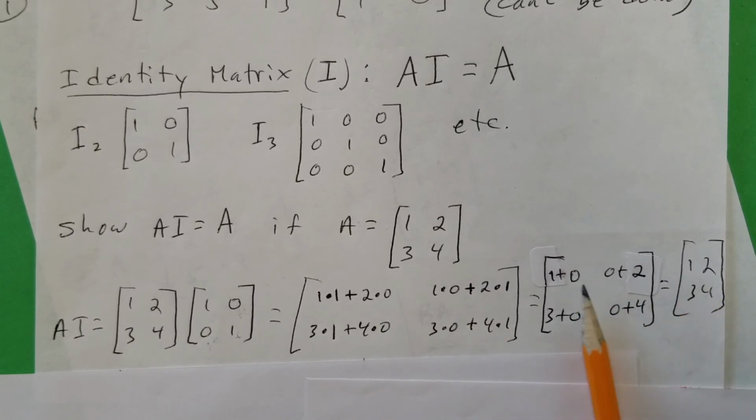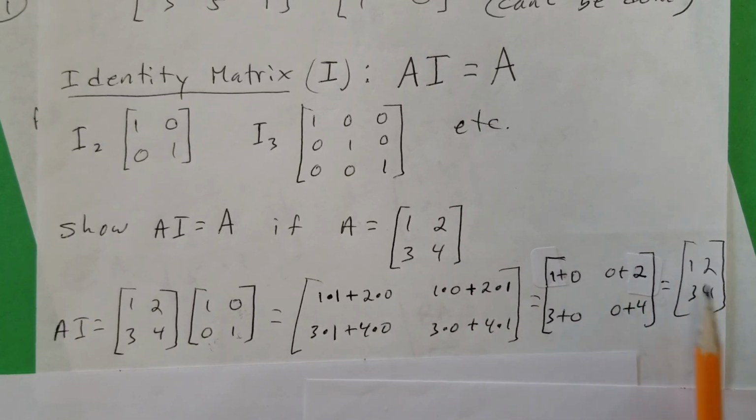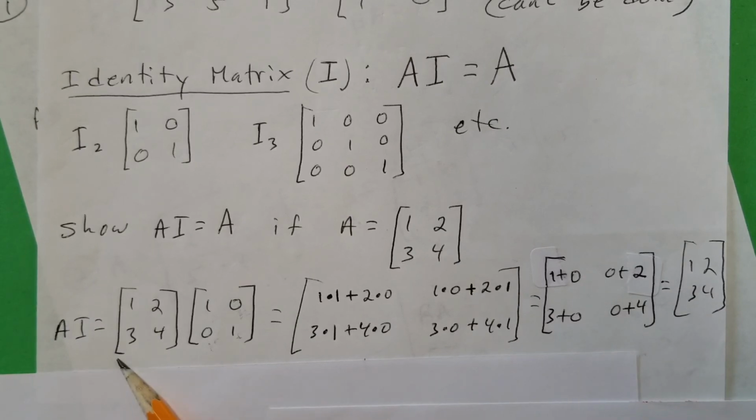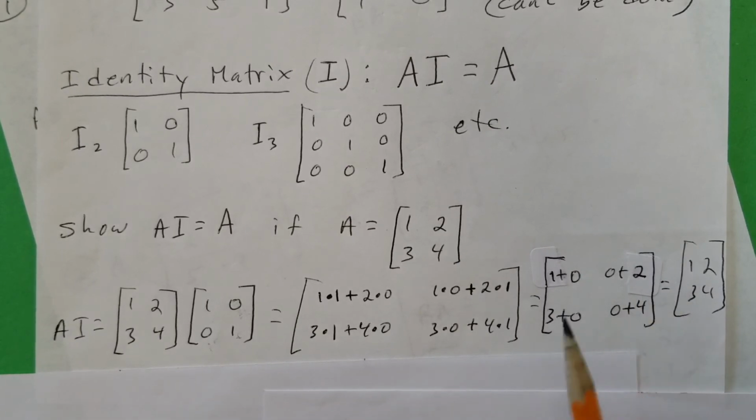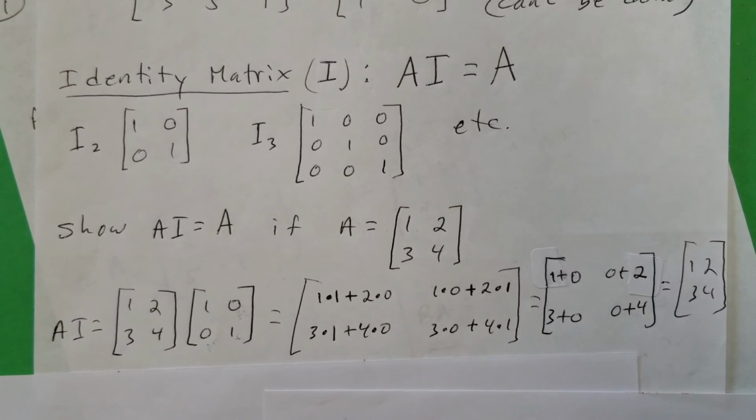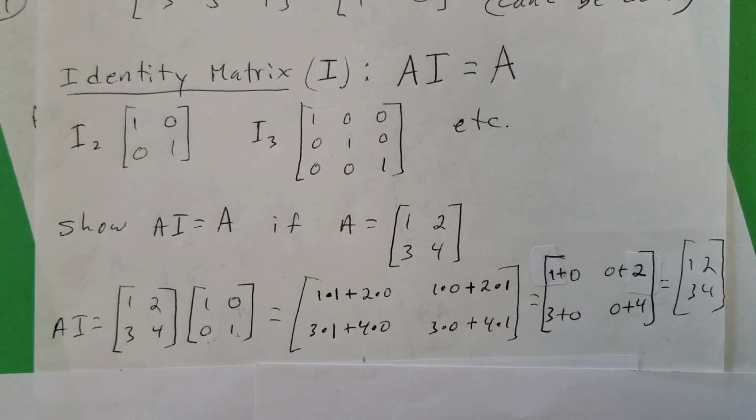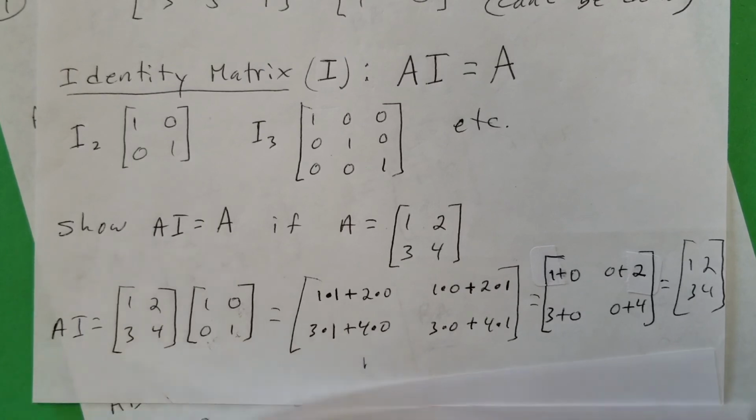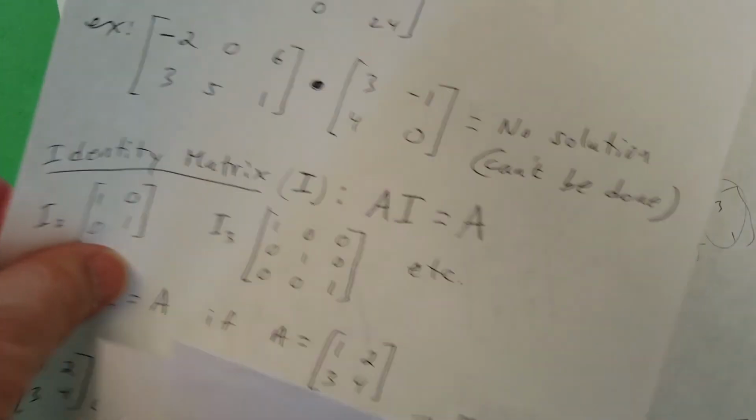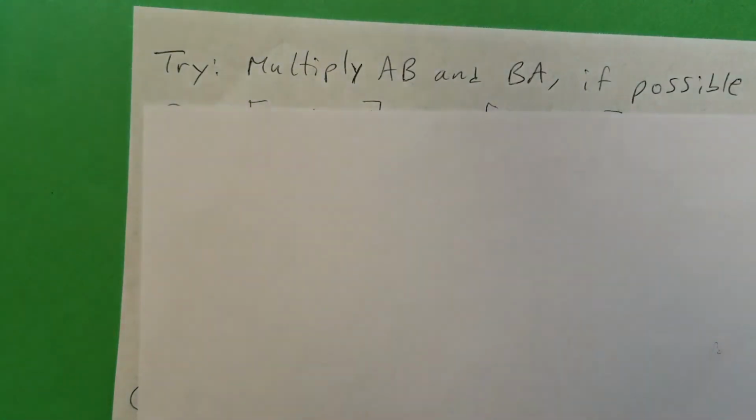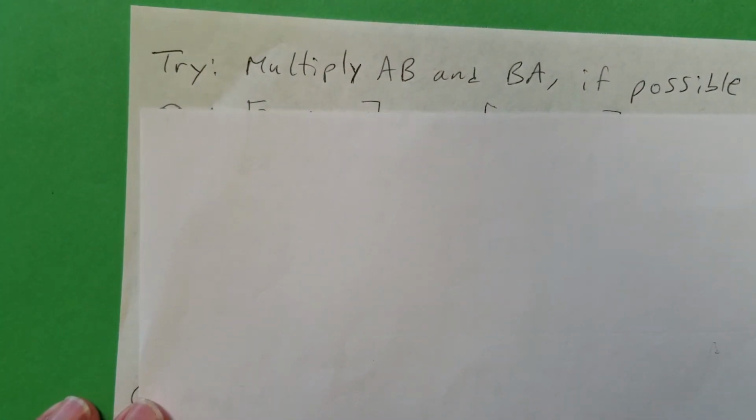And look, this is 1, this is 2, this is 3, this is 4. I started with 1, 2, 3, 4. I ended with 1, 2, 3, 4. That's what happens when you multiply with the identity matrix. Okay? So now you know what an identity matrix looks like. Depending on the size you need, it's the ones on the diagonal. All the other spots are zeros. Okay? So for this part of our lesson, we're done with part 1.